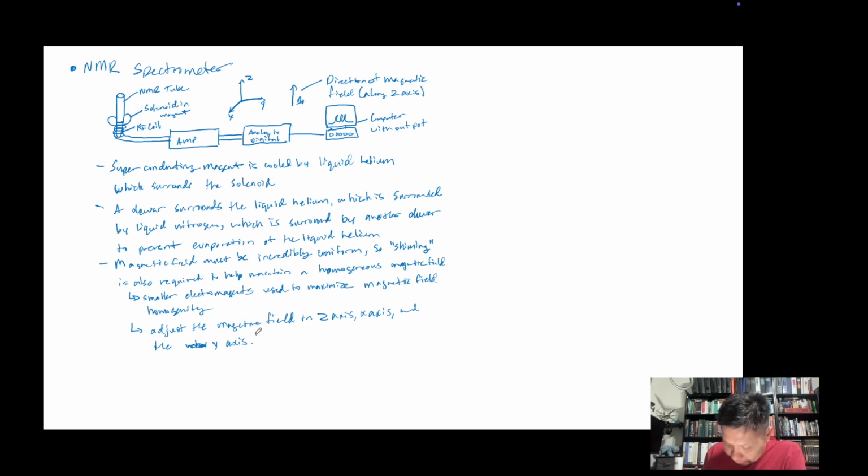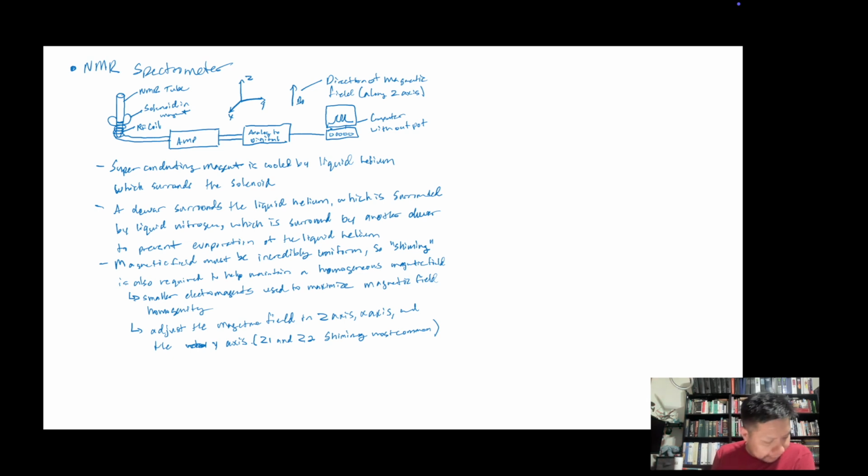Most commonly, though, it's really only the z-axis that's being adjusted, and this is known as z1 and z2 shimming. Oftentimes the instrument will do it automatically for you. You just tell it to shim, and it will shim automatically. You don't have to do it manually. I think the older instruments sometimes require you to do it manually.